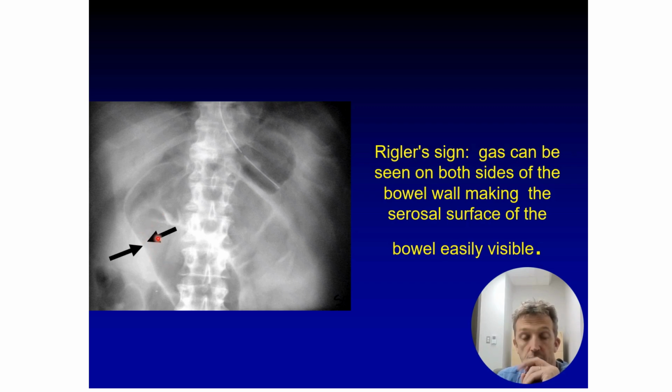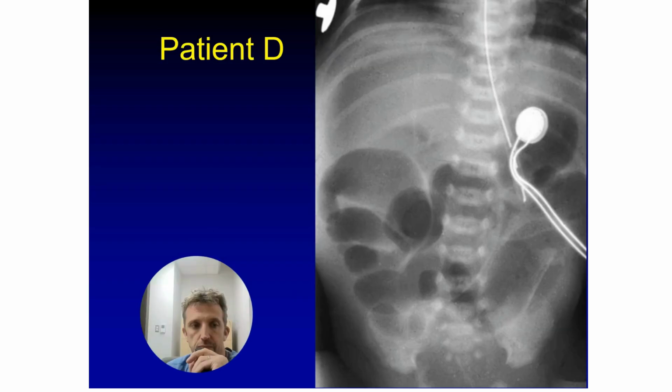And you can go back and look at the other radiographs, but the small bowel is not this sharp. So if you're seeing a sharp wall, think free air. That's Rigler's sign. Don't miss that.